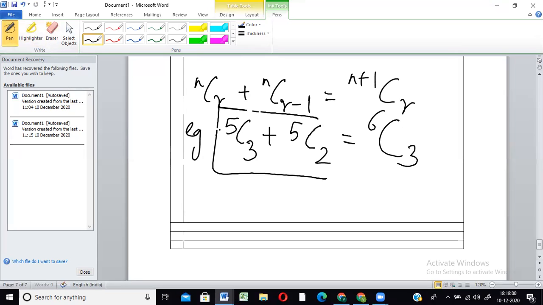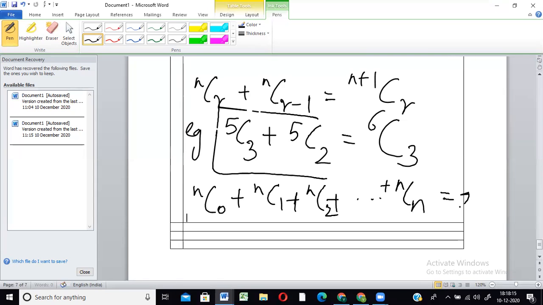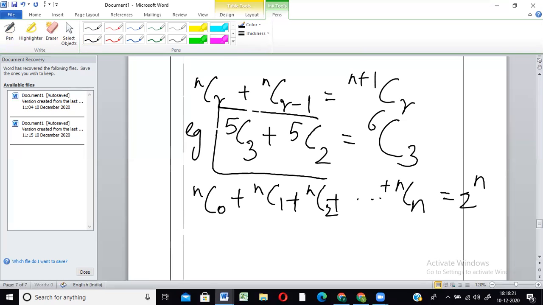Just one last formula we would like to tell you. The other property: suppose you have NC0 plus NC1 plus NC2 plus NC3, so on and so forth, till NCN. The answer of the entire addition will be 2 raised to n, 2 raised to the total number of objects.